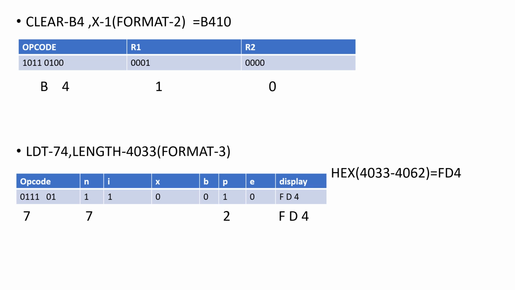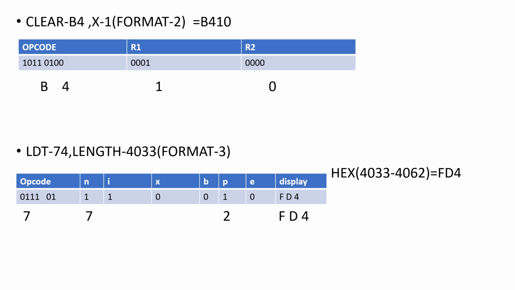The value for CLEAR is B4 and the value of X is 1. The opcode is made of 8 bits, so we are writing the binary value of B as 1011 and the 4 is 0100. As it consists of only one register, that is X, we are writing the X value as 0001, and since it doesn't consist of any other register, we are writing it as 4 zeros. So the object code for CLEAR X is B410.